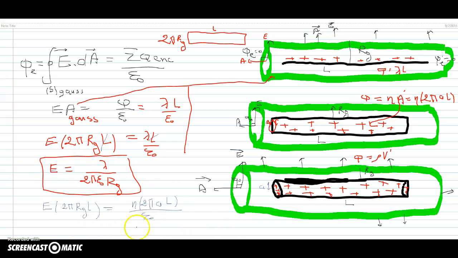Now from here you can make simplification, evaluate what E is. I'm not going to do it, it's very simple. Okay, let's do it very quickly. So you lose 2 pi, you lose 2 pi, and then you lose L, and you lose L. So basically E, the electric field at distance Rg, is just eta times a, the radius of the cylinder, divided by Rg and epsilon 0.